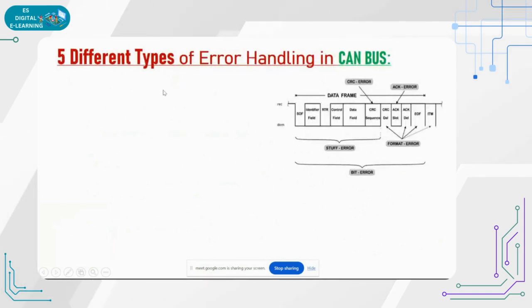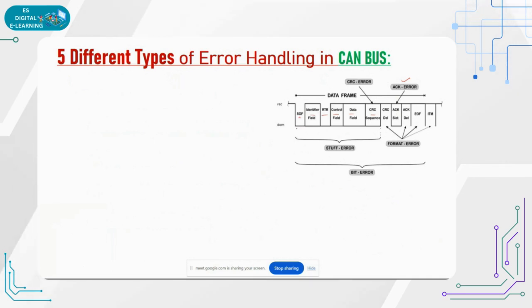Next, there are 5 different types of error handling in CAN bus. Okay, so there is the CRC error. As we know the frame format of the CAN, we have the start of frame, identifier, RTR, control field, data field, CRC field with the CRC delimiter and CRC slot, acknowledgement field with the acknowledgement slot and acknowledgement delimiter, and end of frame. The CRC error will be verified towards the CRC slot. At the acknowledgement slot, the acknowledgement error will be identified.